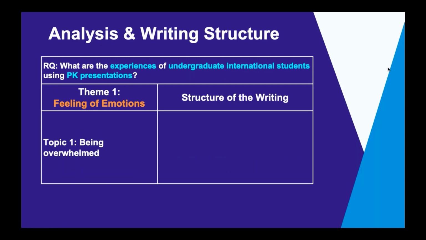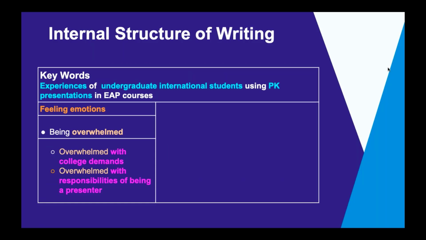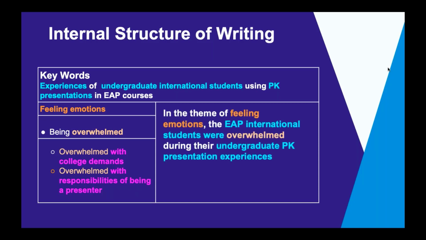So here we have the overall research question topic, the emotions for the theme, and the topic. Here's our formula. Phenomenon, research question, theme, topic. We've already done that before, so we know how to do it. Now I just have to say my 2 points. All right? So over here, I've added another color to show the subpoints under being overwhelmed with college demands and with responsibilities of being a presenter.